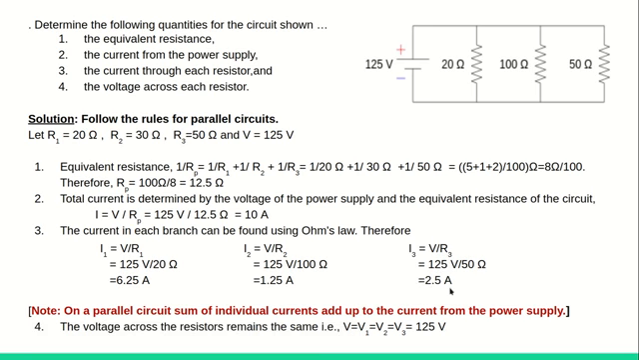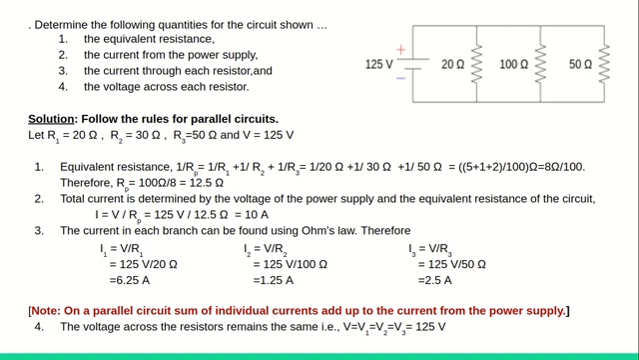And again, as we saw in the series circuit question, here also if we add all the three current values, that is 6.25 ampere, 1.25 ampere and 2.5 ampere together, we get 10 ampere, which is the total current from the power supply.